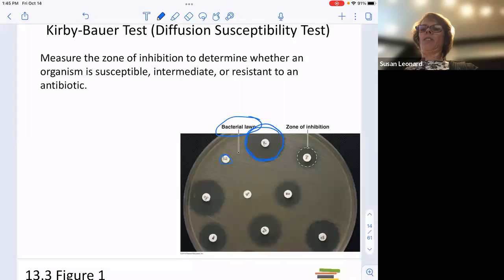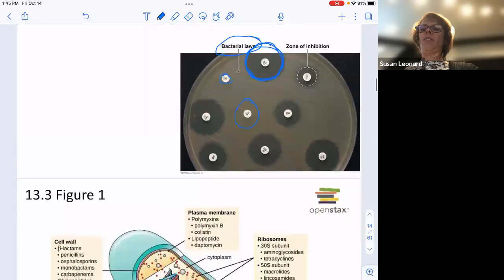In general, if you've got a big zone here, then that antibiotic is probably working pretty well. There is a little difference; we take into account the diffusion rate and things like that. We have standardized charts to compare how big the zone needs to be until it's considered susceptible. But if the organism is growing right up to the antibiotic, like right here, then that antibiotic is not doing any good. Okay, so that's a test that's been around for a while.